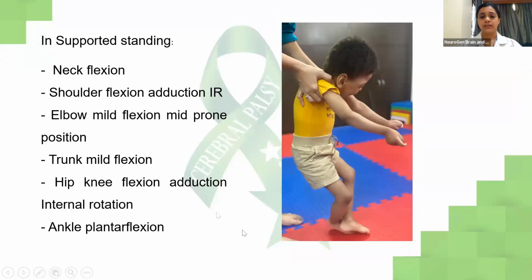Then in supported standing, what is his posture like? His neck is in flexion, shoulder flexion, adduction, internal rotation, elbow is in mild flexion, mid-prone position, trunk is in minimal flexion, hip and knee flexion, adducted and internally rotated, ankle is in plantar flexion.